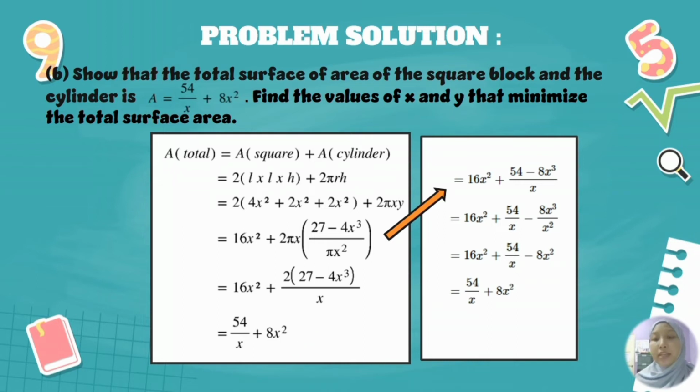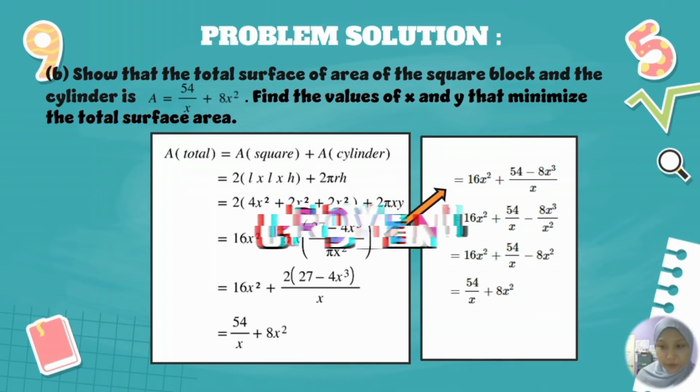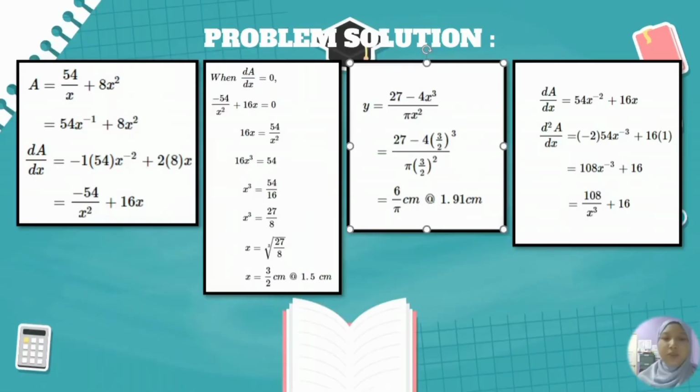If you look on the right hand side, 16x squared plus 54 minus 8x cubed over x, and then you do the mathematical calculation, and you get the final answer, 54 over x plus 8x squared, which proves the answer for the area of the square block and the cylinder. Find the value of x.